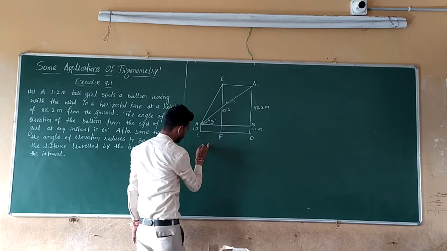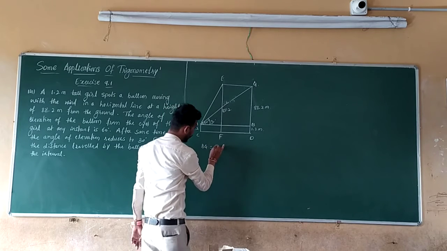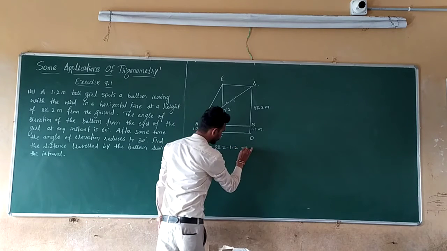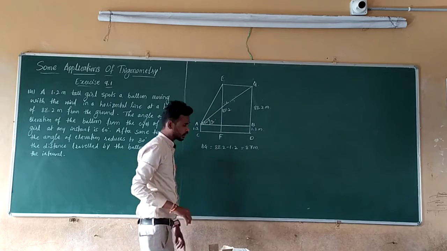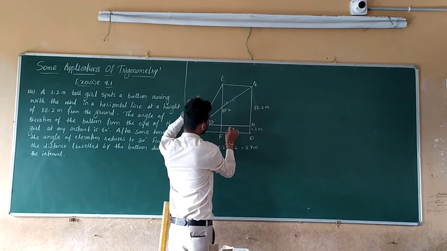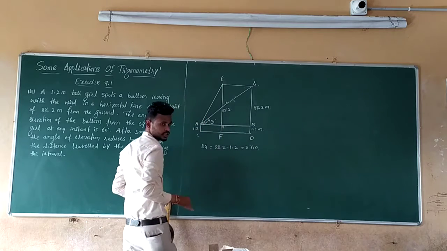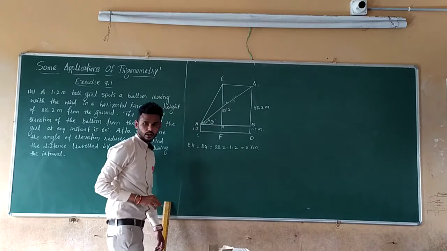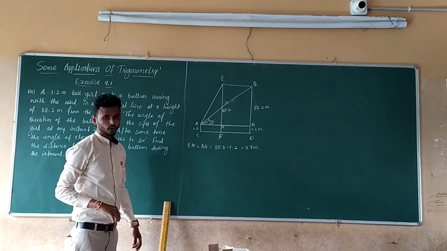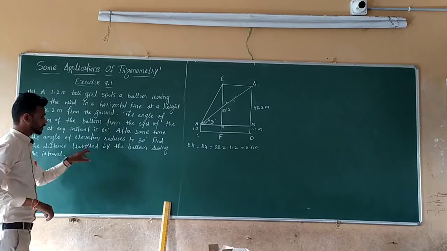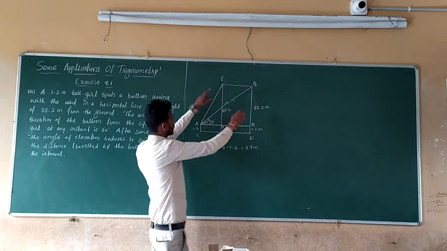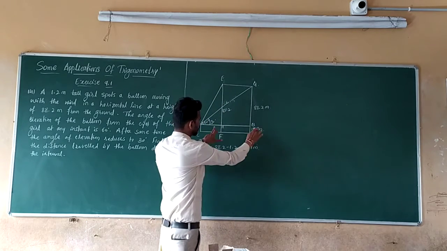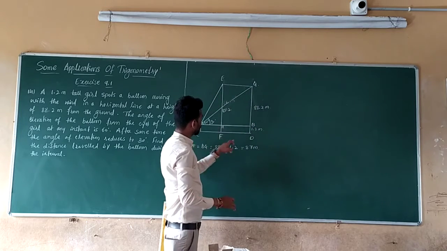BG is equal to 88.2 minus 1.2. How much will you get? 87 meter. That is BZ, or you can take this one as EH. BZ or EH will become 87 meter. Now what we need to find? The distance traveled by the balloon, that is EZ, or EZ is same as BH, because this will become a rectangle.